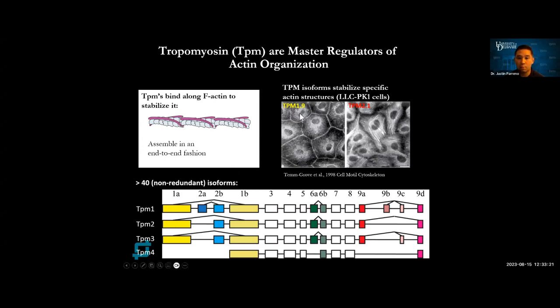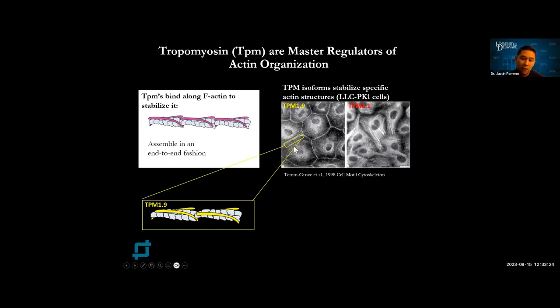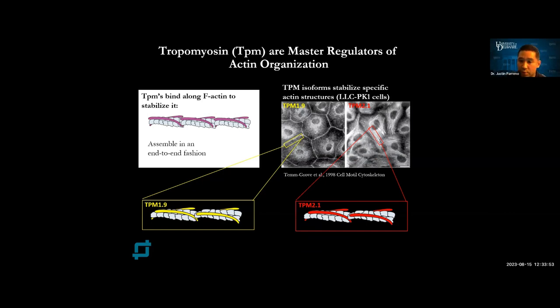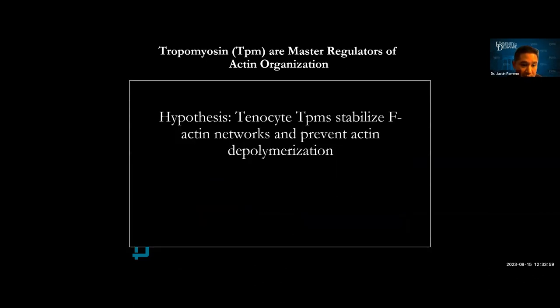For instance, here, tropomyosin 1.9 binds along the F-actin at the cell-to-cell junctions of epithelial cells. However, if you stimulate these epithelial cells to undergo EMT to form F-actin stress fibers, another tropomyosin isoform becomes expressed, 2.1, which alters the actin structure to form F-actin stress fibers. So this stabilizes F-actin structures in stress fibers. This stabilizes cortical F-actin. So this demonstrates to us that the type of tropomyosin is important in cells. We sought to determine which tropomyosin is expressed in tenocytes. So our hypothesis for the study, I'll return to this, is that tenocyte tropomyosin stabilizes F-actin networks and prevents actin depolymerization.